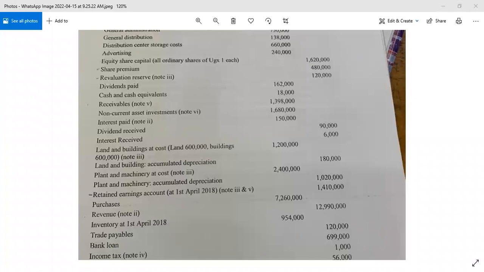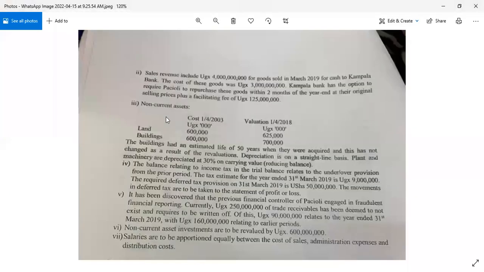So let me take you back to additional information and see what they were saying. This is what they're saying. This is non-current assets that you're seeing at 600 and 600. Even though in the trial balance, which is ideally the figure at the beginning of the year, we are saying that the cost was actually on 1st April 2003, very many years back.